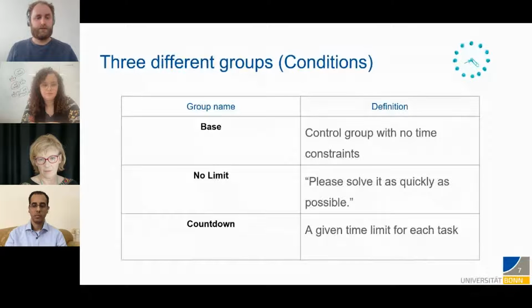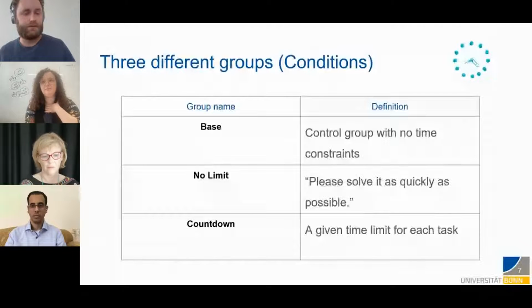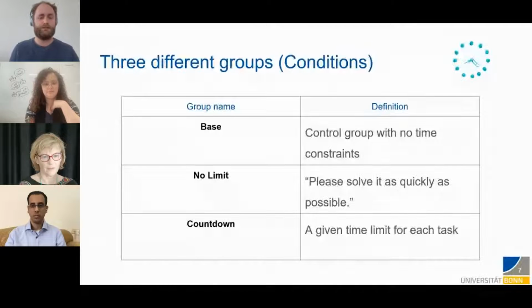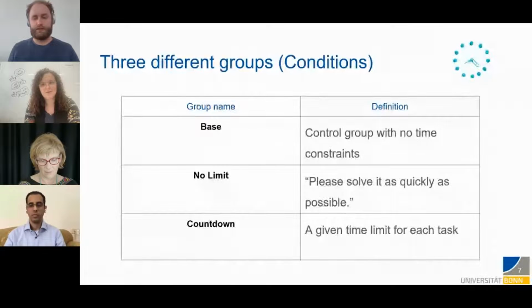Then we had a group called No Limit, where we told the participants to solve the task as quickly as possible. We hoped that we could here minimize the time software developers would need to solve the tasks. And we had a group called Countdown, where they had a countdown running down during the task, and we hoped that we could create a clear cutoff point for pass and no pass with the tasks. And this kind of worked. And so we chose the Countdown group in the end.